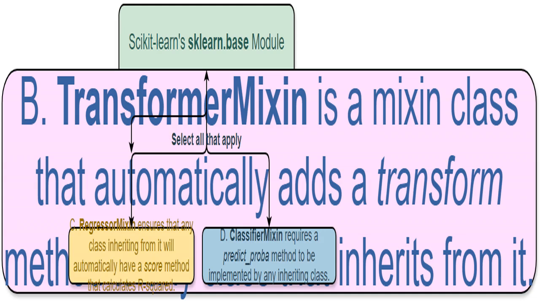This is a mixin, a special type of class. Transformer mixin automatically adds a transform method to any class inheriting from it. This simplifies the implementation of feature transformations. It's like adding a handy new tool to your toolbox.